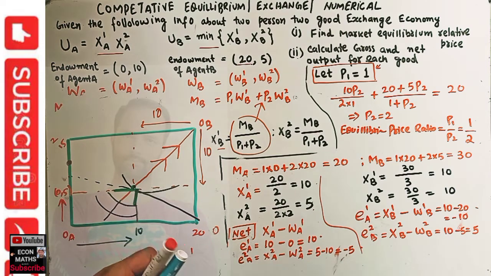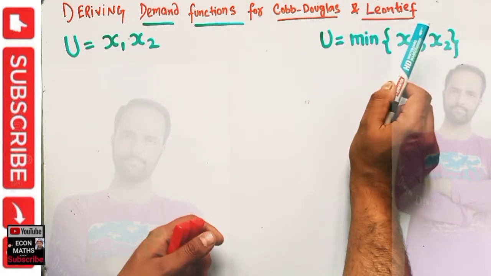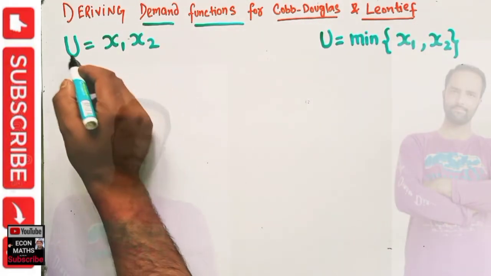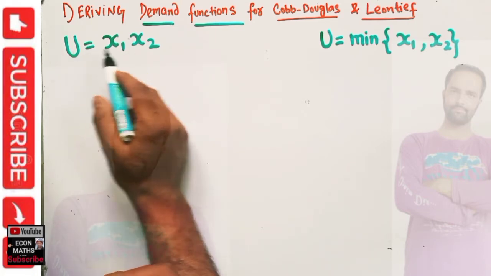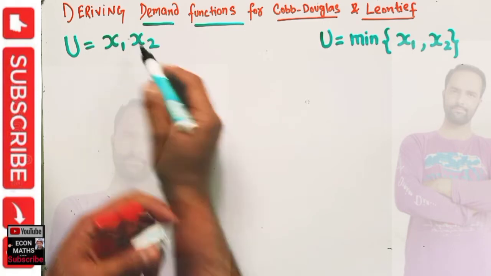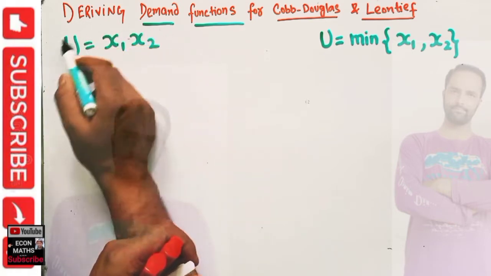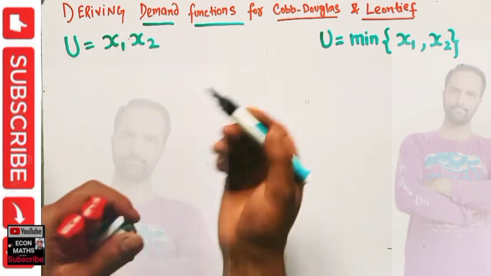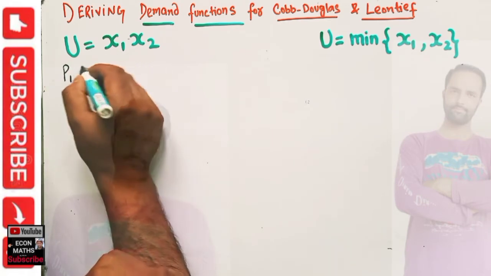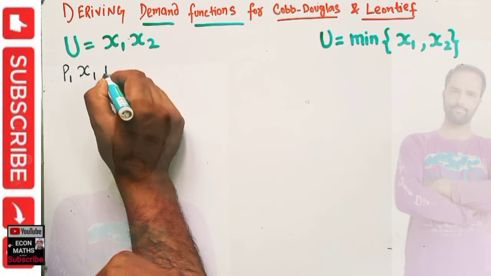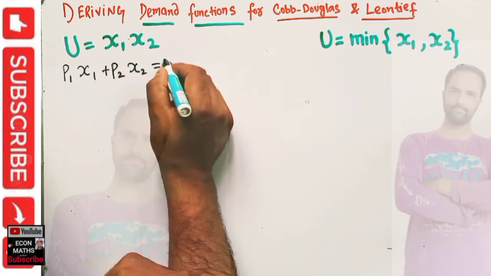Now, learn how to derive demand functions for Cobb Douglas and Leontief utility functions. Let us say we are given this Cobb Douglas utility function, where utility is equal to x1 into x2. X1 and x2 are the two goods. So this is our Cobb Douglas utility function. Let us write the budget constraint something like this: price of good 1 times units of good 1 plus price of good 2 times units of good 2 should be equal to the total income.